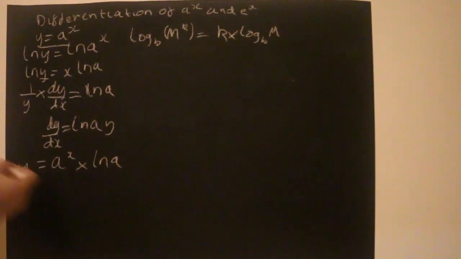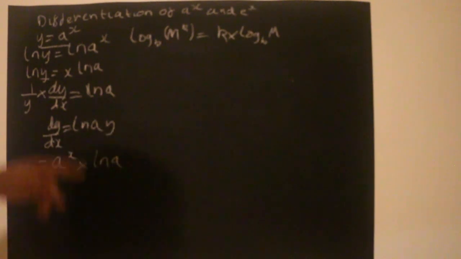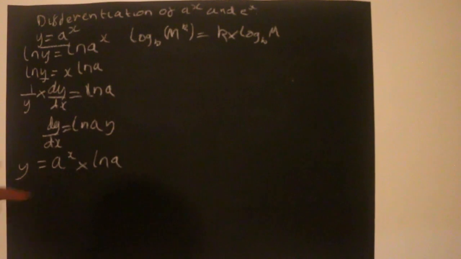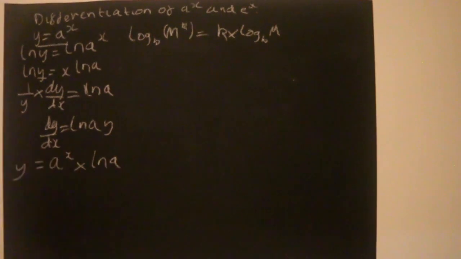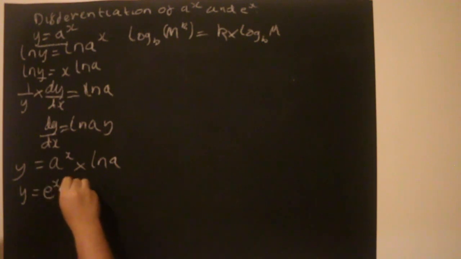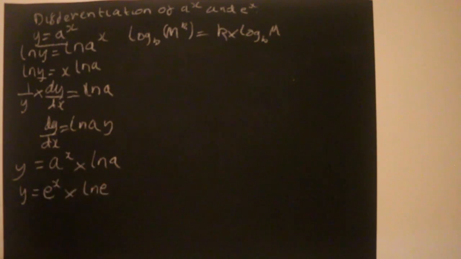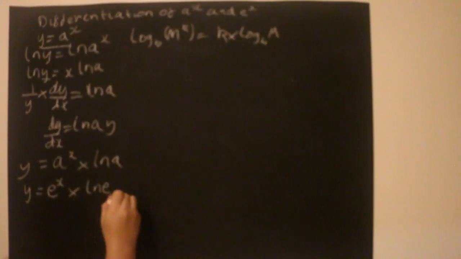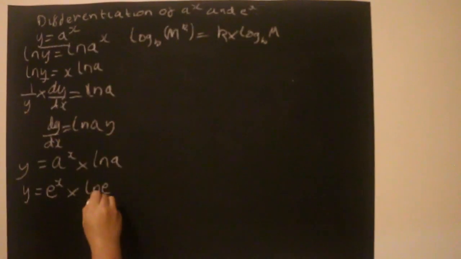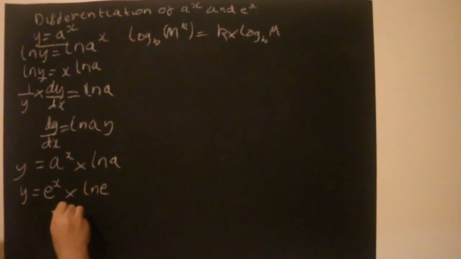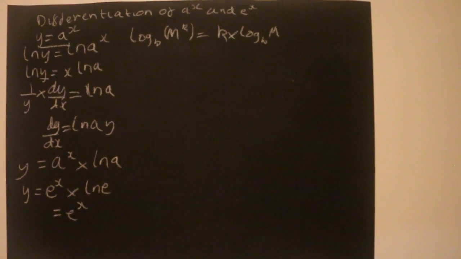And now, if we want to prove that the derivative of e power x is e power x, then we just substitute a with e. And ln of e is just 1, because log base e of e is just 1. So that leaves you with e power x.